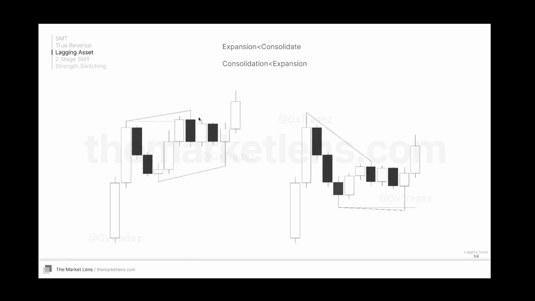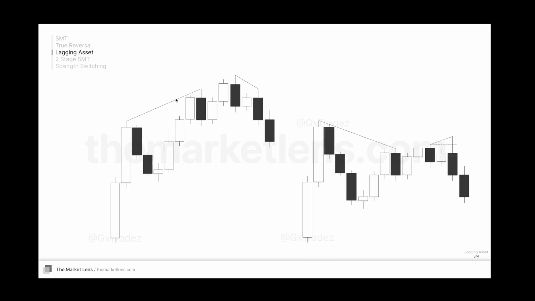ever trade an SMT like this, where it fails to actually reverse, it's actually when the SMT will hold, but we'll have some sort of switching in strength. That will be the trigger for this asset to more so reverse or retrace. And a lot of times it will be in the form of some sort of retracement. I will never view this as a true reversal generally.